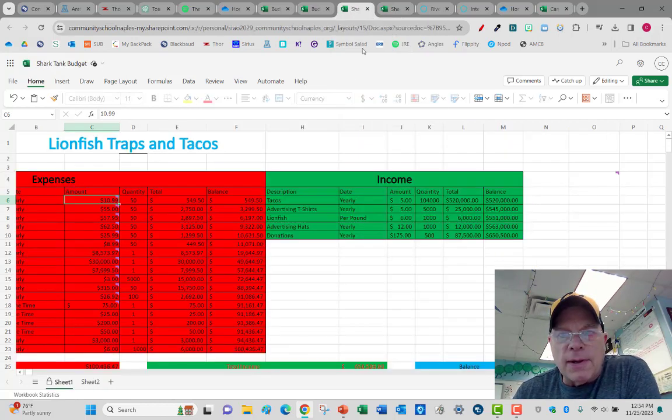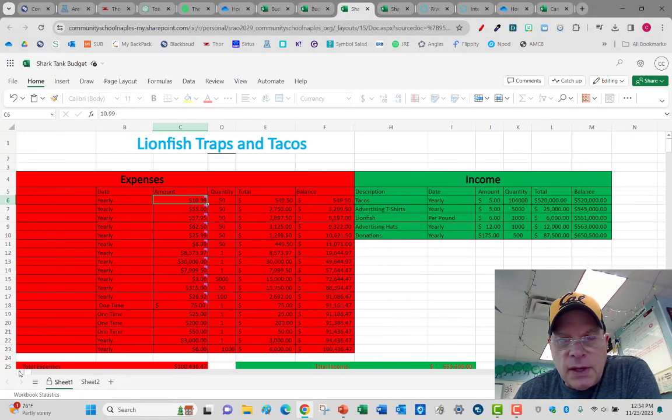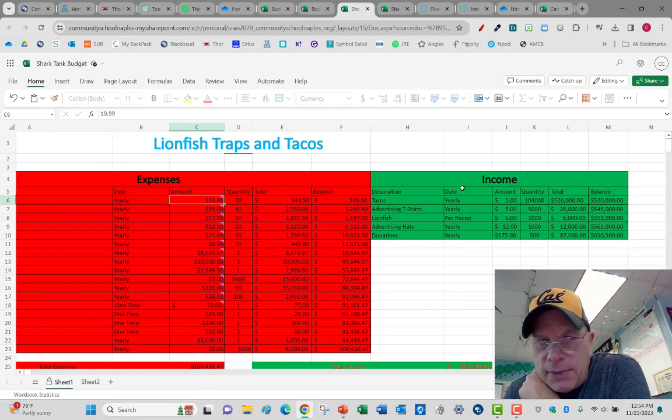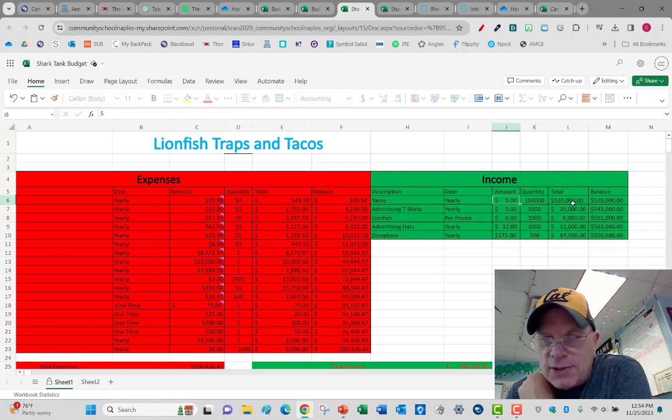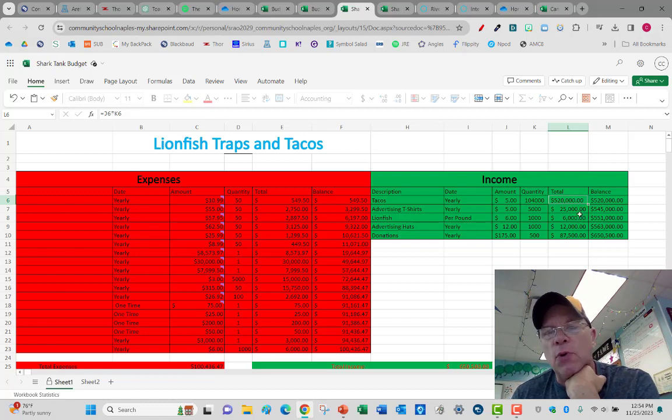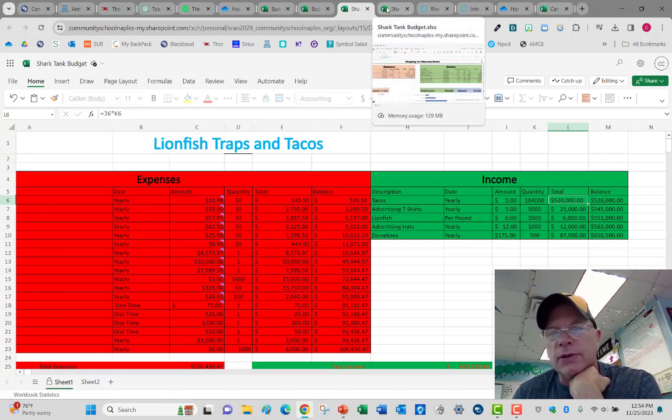So that's straightforward. The lionfish traps idea was also a little bit more straightforward as far as generating income because they're going to sell tacos. You can see that they're projecting to sell 104,000 tacos at $5 per taco. So that's $500,000 plus in income. And so sometimes that income part is more straightforward.